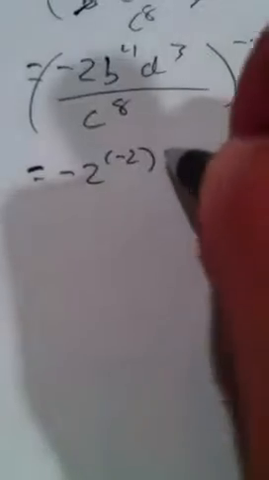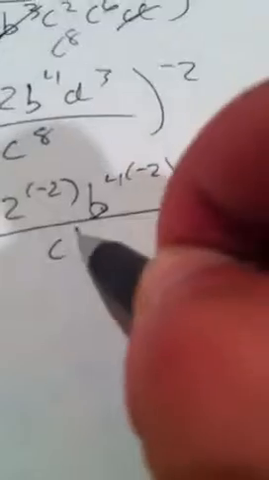And now we have to put this negative 2 on every term. But you can't just plug it in right away, so we're going to actually write it out, and it's going to be kind of long, but it's okay. We're basically going to have negative 2 to the negative 2nd power, b to the 4th to the negative 2nd, and d to the 3rd to the negative 2nd, all over c to the 8th to the negative 2nd.